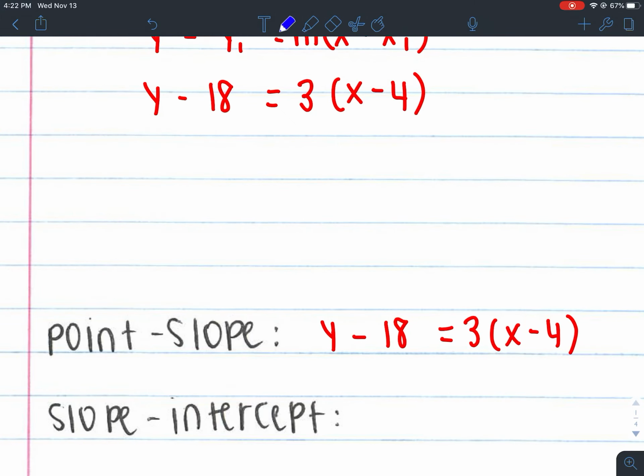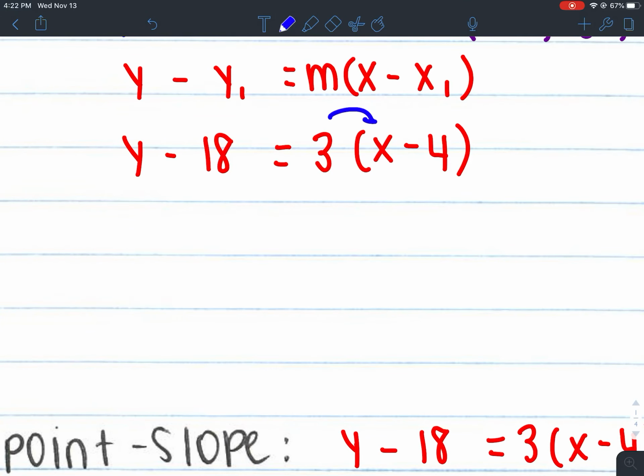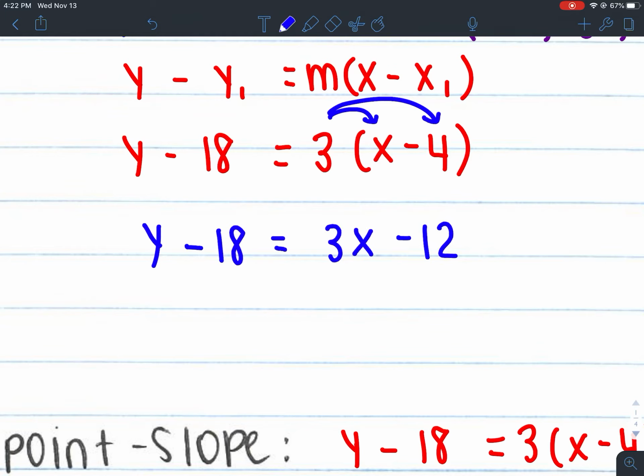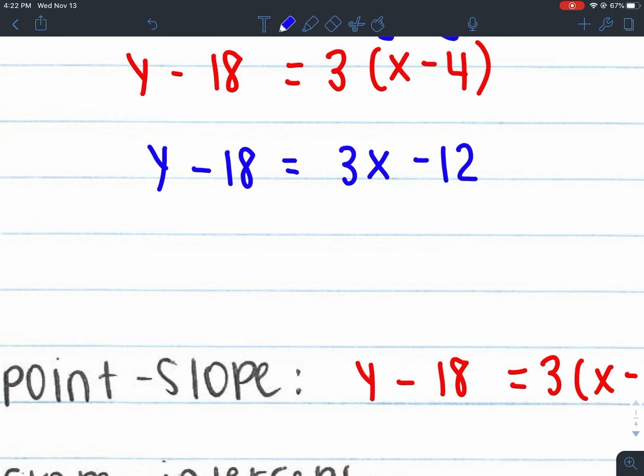The next form is slope-intercept, y equals mx plus b. I need to get y by itself. So the first thing I'm going to do is distribute. Y minus 18 equals 3x minus 12. Is this in slope-intercept form yet? No. First, we need to add the 18.